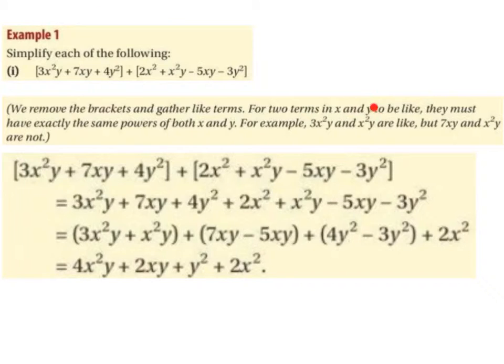For two terms in x and y to be like, or to be the same, they must have exactly the same powers of both the x and the y. For example, 3x squared y and x squared y, or 1x squared y, are like. The x has a squared part in both, and the y is just a single y, or y to the power 1. So they are alike. If we were to add these, 3x squared y plus 1x squared y would give us 4x squared y. If we were to subtract them, 3x squared y minus 1x squared y would leave us with 2x squared y.